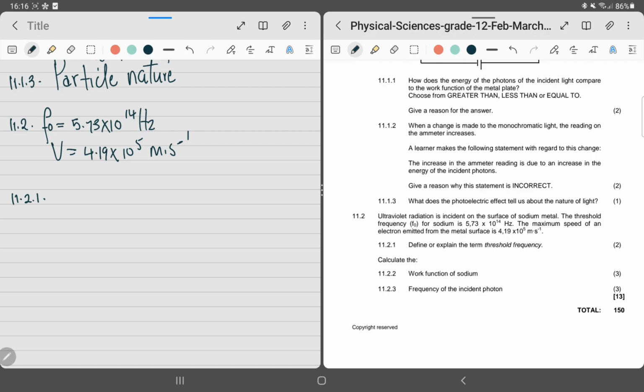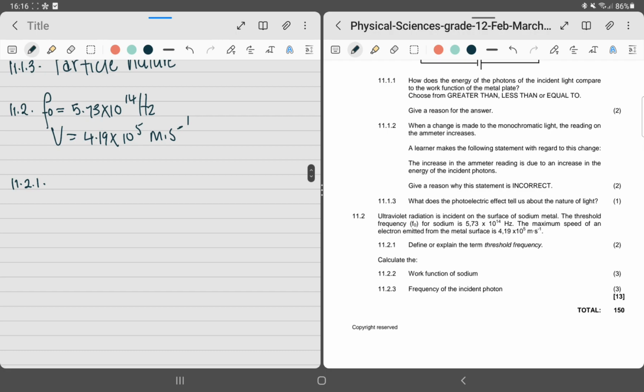11.2.1. Define or explain the term threshold frequency. So this is the minimum frequency that is required in order for electrons to be ejected from a metal surface.